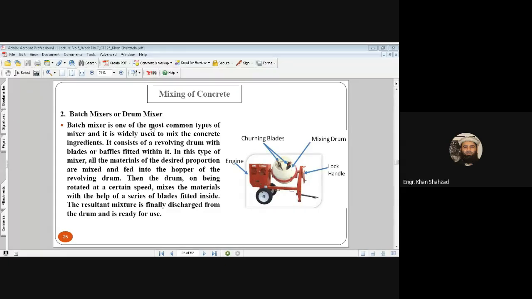Batch mixer is one of the most common types of mixer, and it is widely used to mix the concrete ingredients. It consists of a revolving drum with blades or baffles fitted within it. In this type of mixer, all the materials of the desired proportion are mixed and fed into the hopper of this revolving drum. Then the drum, on being rotated at a certain speed, mixes the materials with the help of a series of blades fitted inside the drum. The resultant mixture is finally discharged from the drum and is ready for use.